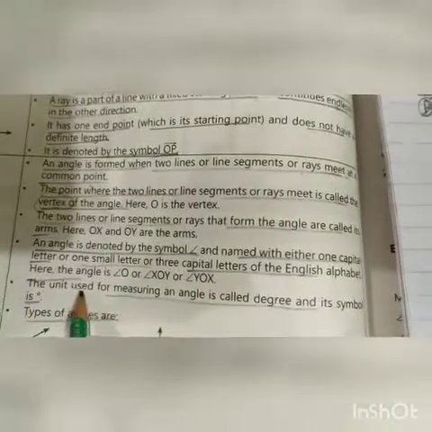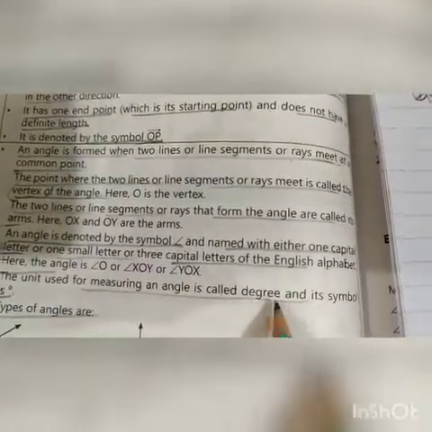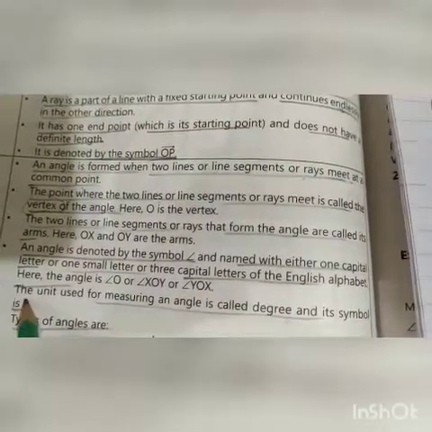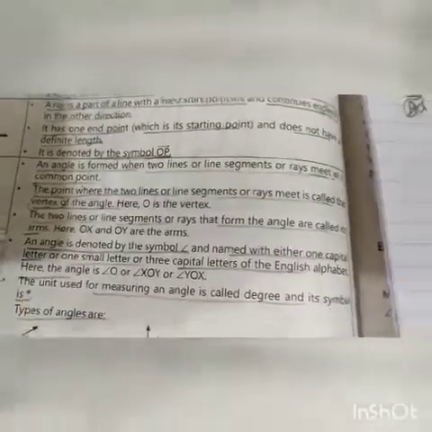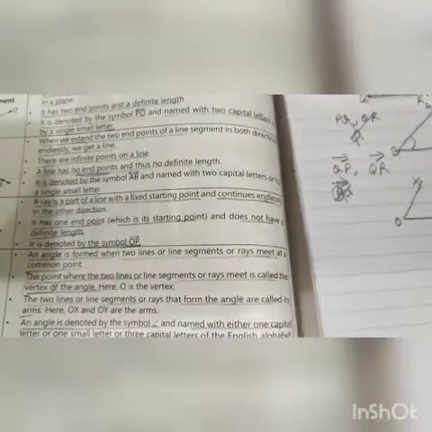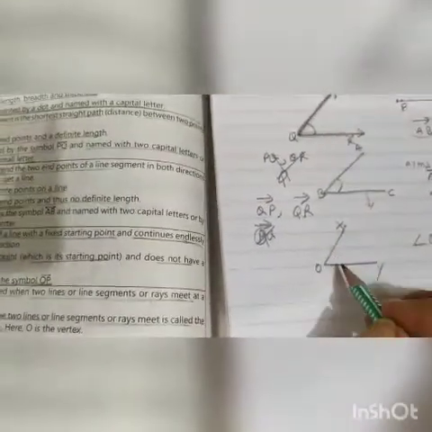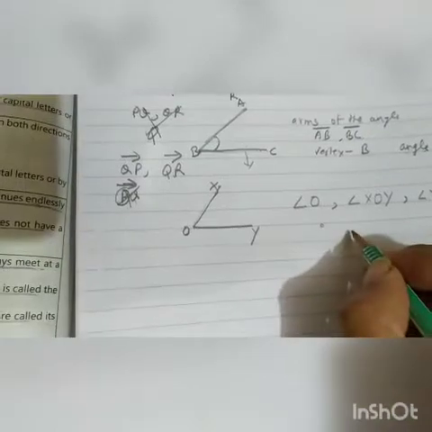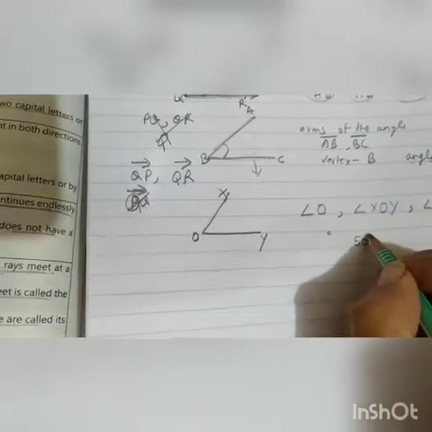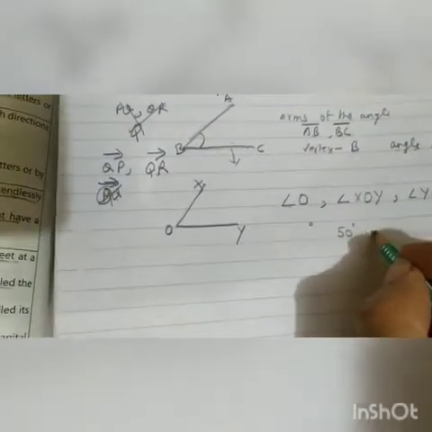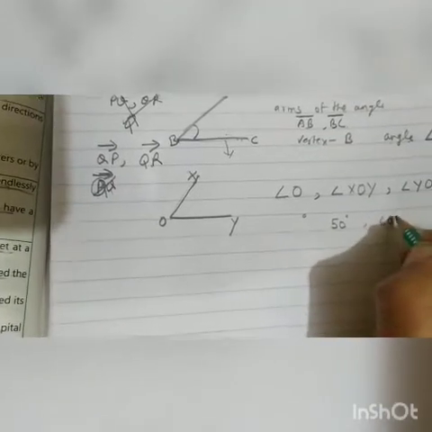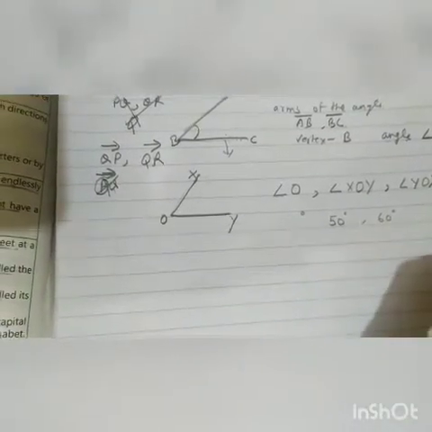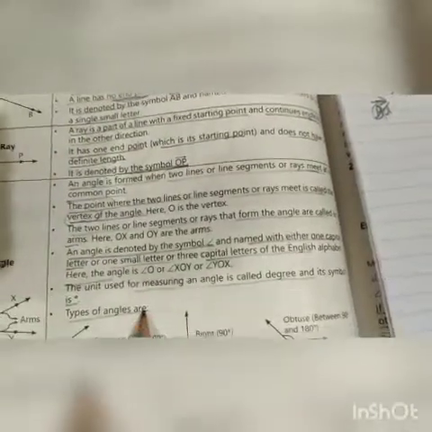Then the unit used for measuring an angle is called degree and its symbol is this one. The unit for measuring angle is degree and this degree is shown like this. Suppose the angle is 50 degrees, then we will write 50 like this, degree. 60 degrees like this. Clear? Now, types of angles.